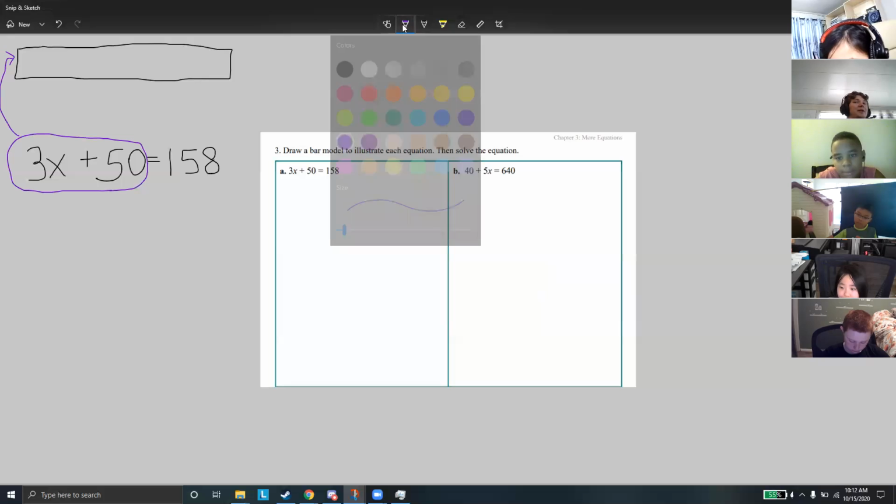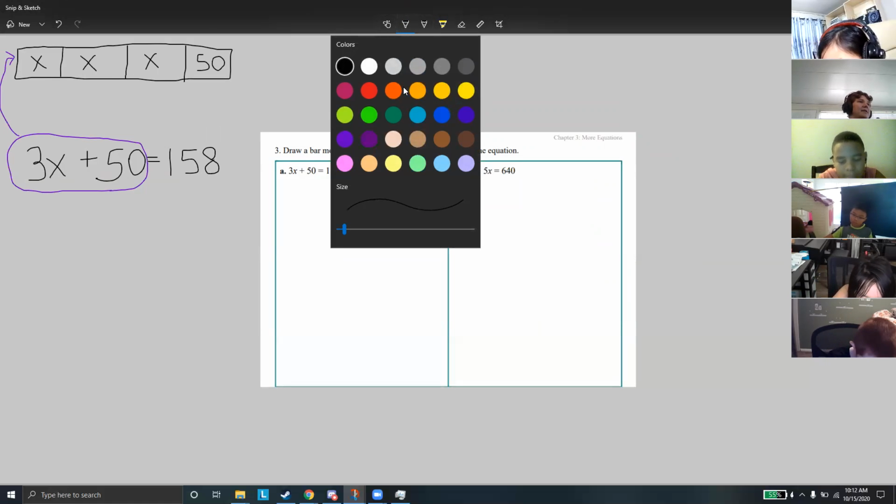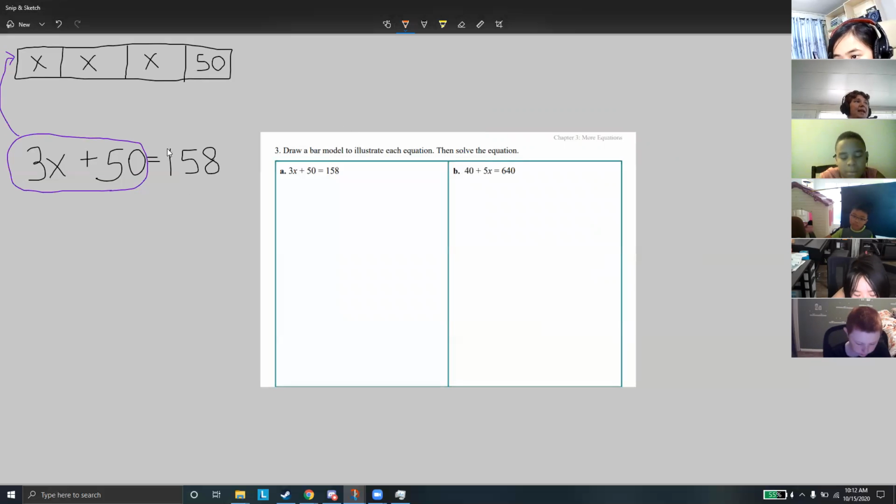3x means that there's going to be 3 x's, right? So I'm going to split my bar into 4 equal parts because I'm going to have 3 x's, 1x, 2x, 3x, and my last one will have 50, the plus 50. So that's how I'm going to draw that part of the bar model. And then the last thing is the total. Need to make sure to have the total, and the total is on the other side, 158.